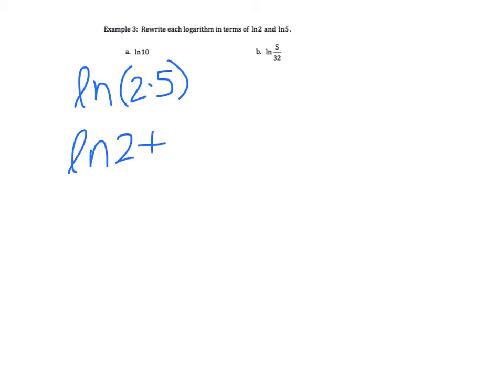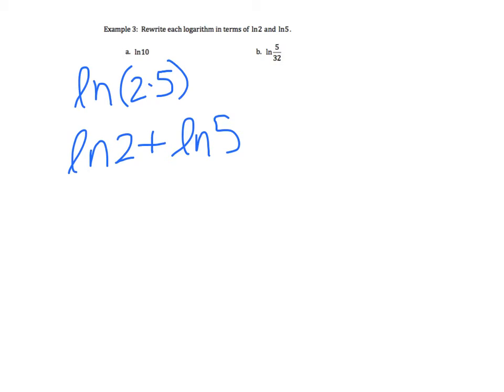So let's go ahead and use these properties to rewrite our logarithms in terms of the natural log of 2 and the natural log of 5. Obviously, 10 is 2 times 5, so I have the natural log of 2 times 5, which means what I really have is addition, because multiplication becomes addition. And notice how they each get their own natural logs.